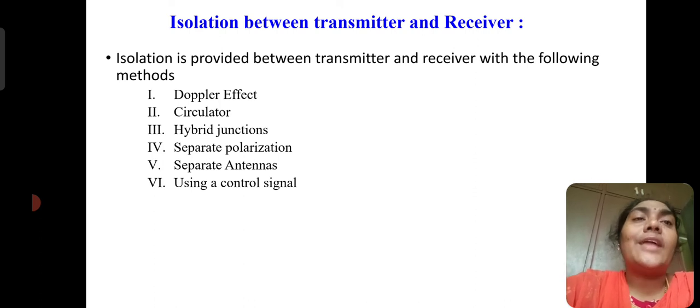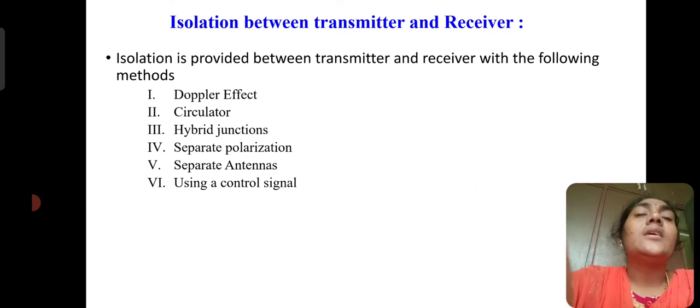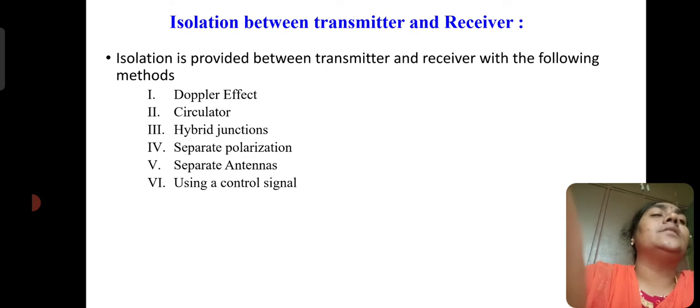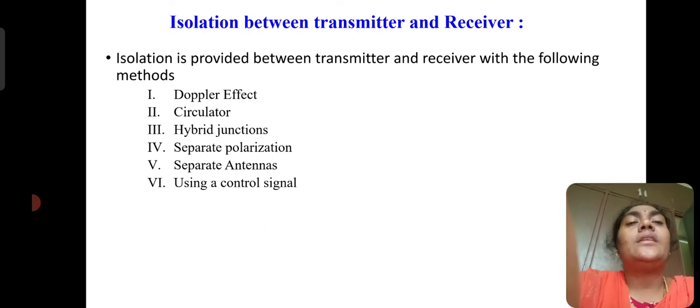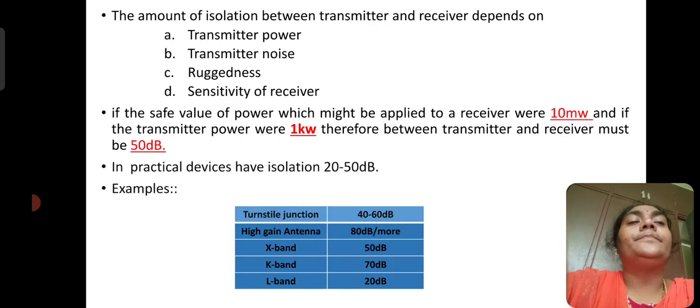This isolation is required when we are using a single antenna for both the transmitter and receiver. Isolation is provided between the transmitter and receiver with the following methods: Doppler effect, circulator, hybrid junctions, separate polarization, and separate antennas using control signals. These are the different methods to isolate the transmitter and receiver.